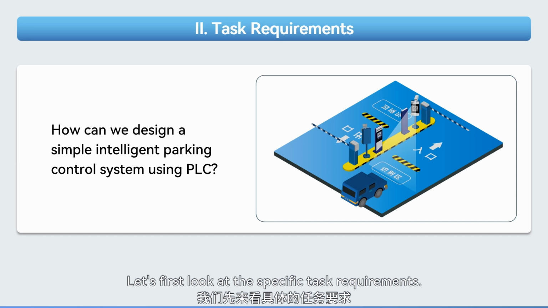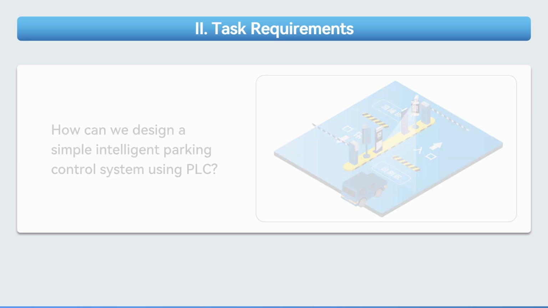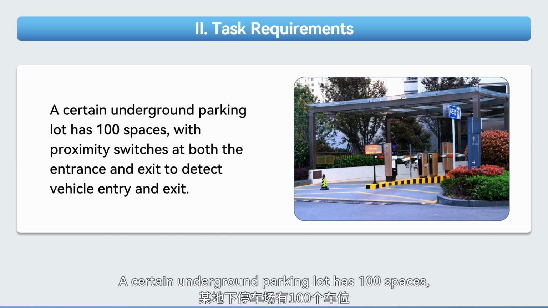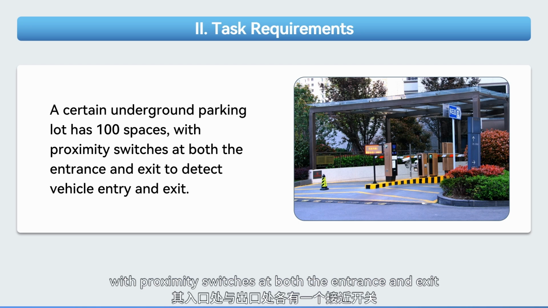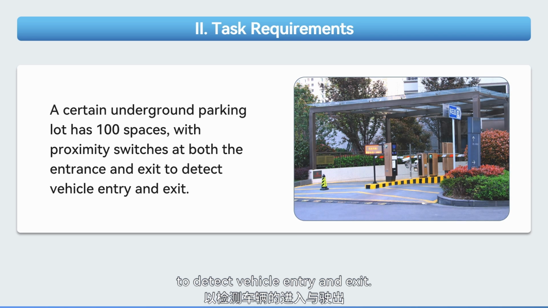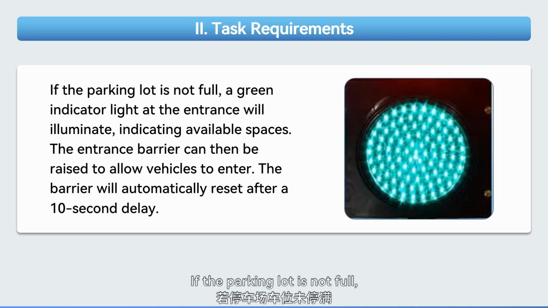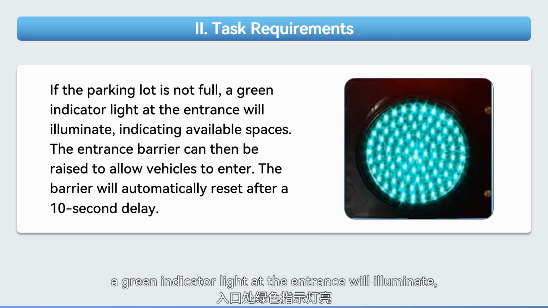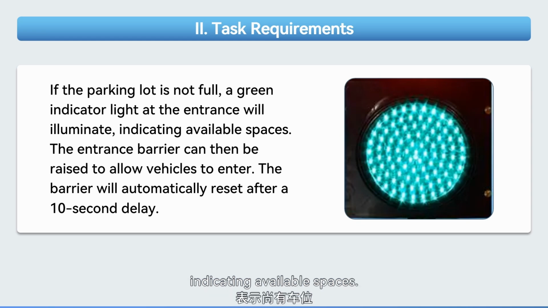Let's first look at the specific task requirements. A certain underground parking lot has 100 spaces, with proximity switches at both the entrance and exit to detect vehicle entry and exit. If the parking lot is not full, a green indicator light at the entrance will illuminate, indicating available spaces. The entrance barrier can then be raised to allow vehicles to enter. The barrier will automatically reset after a 10-second delay.